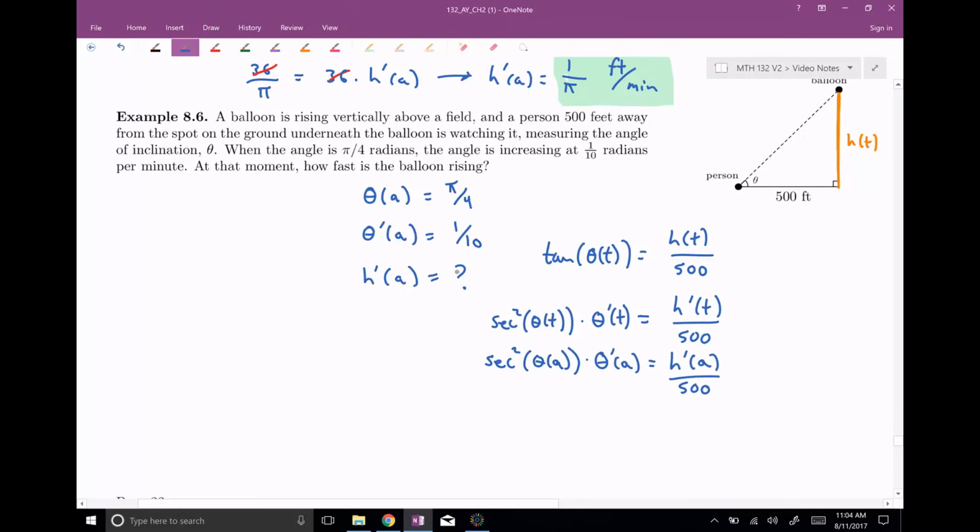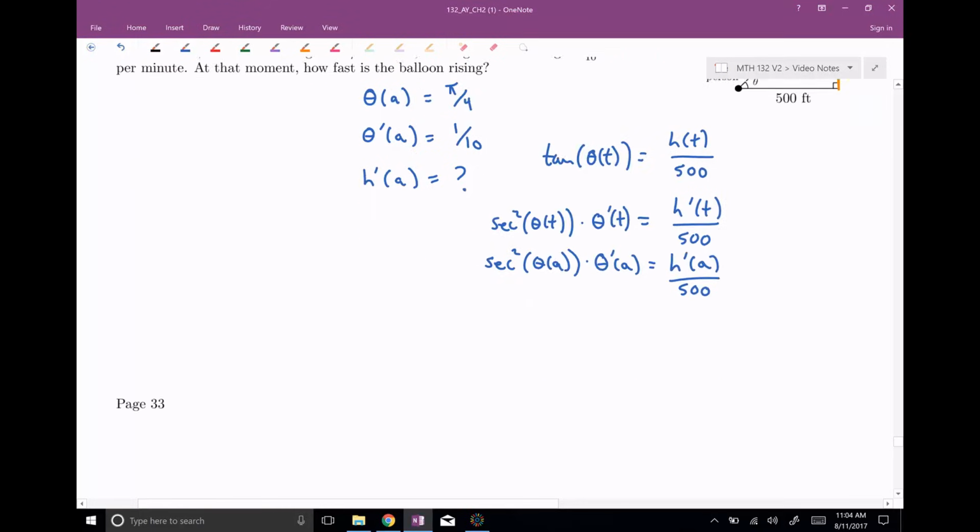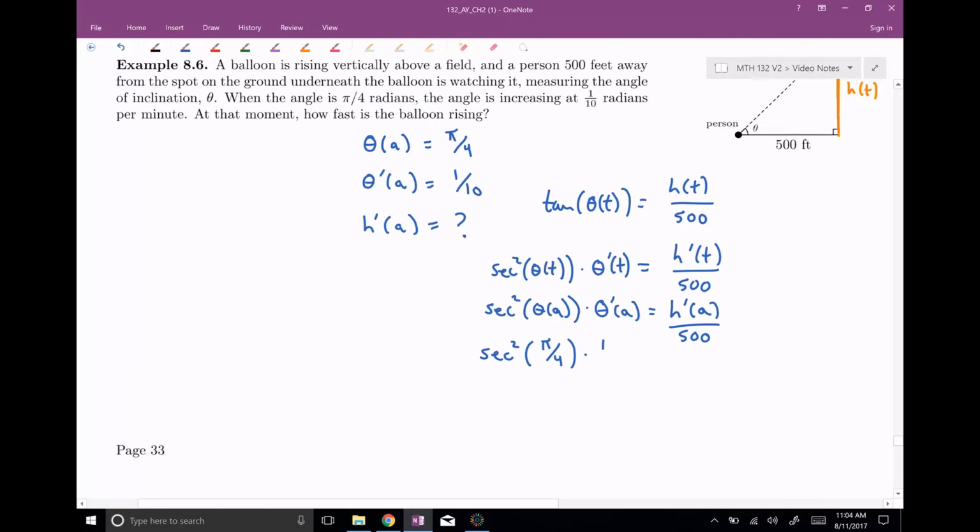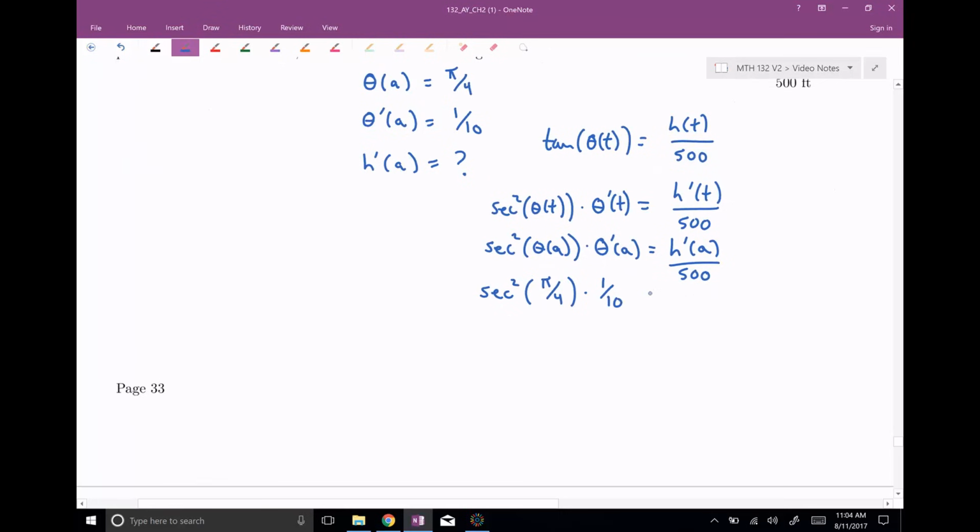Remember, I'm trying to figure out how fast the balloon is rising at this particular instant. So I'm going to be trying to solve for this h prime of a. Okay, at this particular instant of time, we know that theta of a is equal to pi over 4. So this is going to be secant squared of pi over 4, and that theta prime is equal to 1/10, right? That theta value is changing at 1/10 radians per minute. And now let me go ahead and solve for h prime of a. I'm going to multiply by 500 on both sides. There we go. So now you can see I've basically solved this.